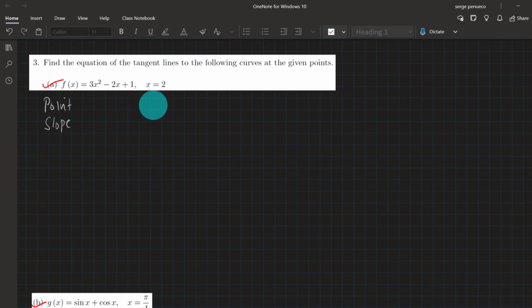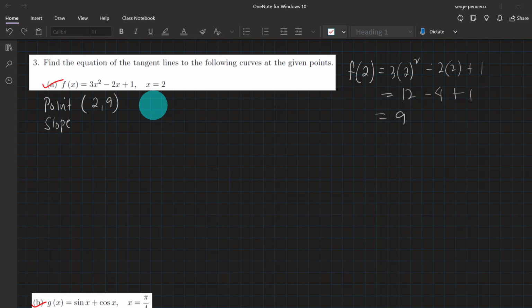So, kukunin natin yung f of 2. F of 2 is 3 times 2 squared minus 2 times 2 plus 1, which is 4 times 3 is 12 minus 4 plus 1. 13 minus 4 is 9. So, our point now is 2, 9.